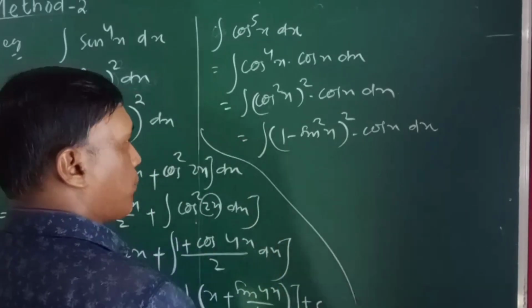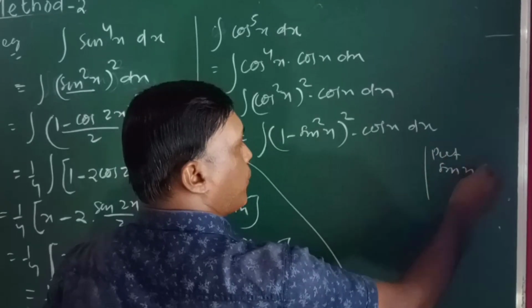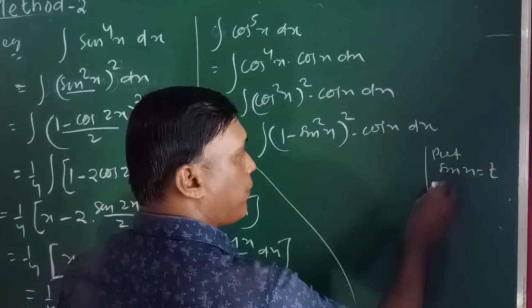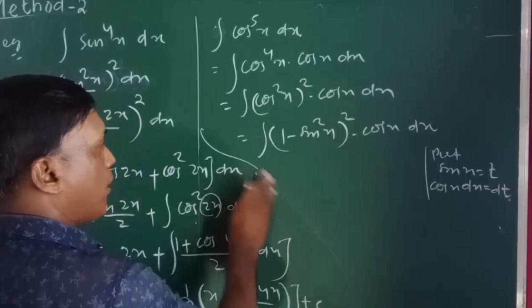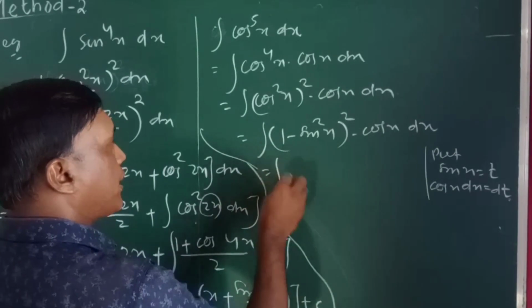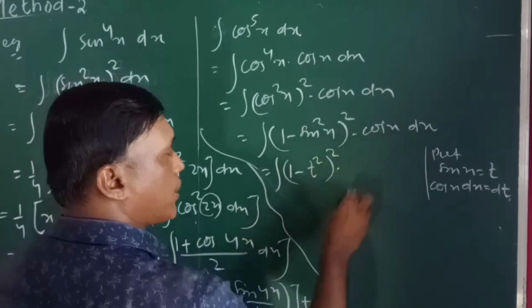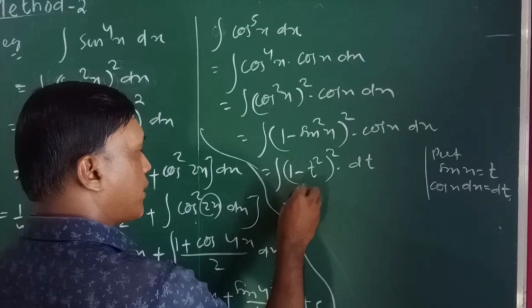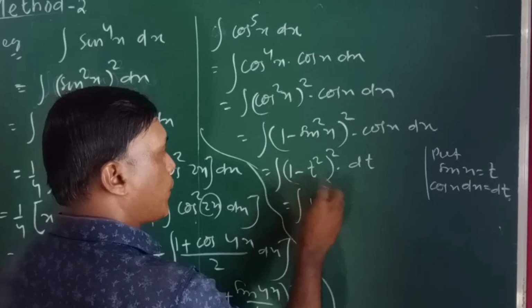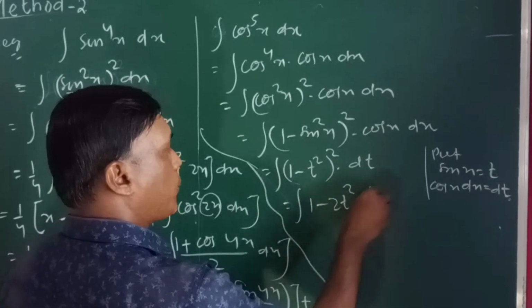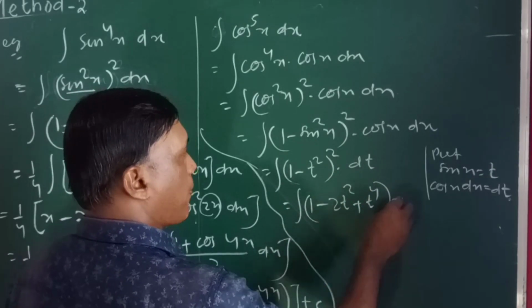Now you have to substitute sin x is equal to t. So put sin x is equal to t. If sin x is equal to t, then derivative of sin x is cos x, so cos x dx is equal to dt. Putting this, you get integration of 1 minus t square whole square dt. So this is the square of a minus b, a square minus 2ab plus b square, that is 1 minus 2t square plus t to the power 4, and this is dt.